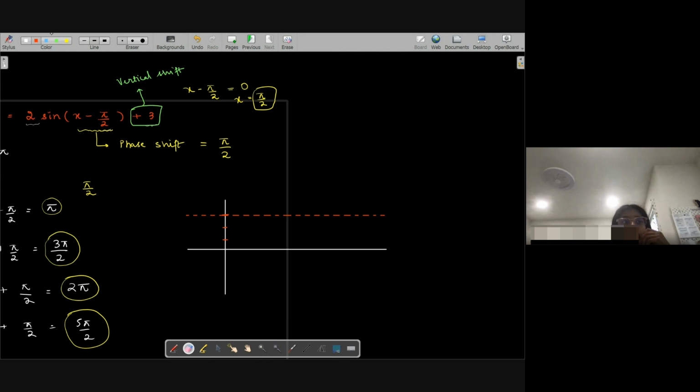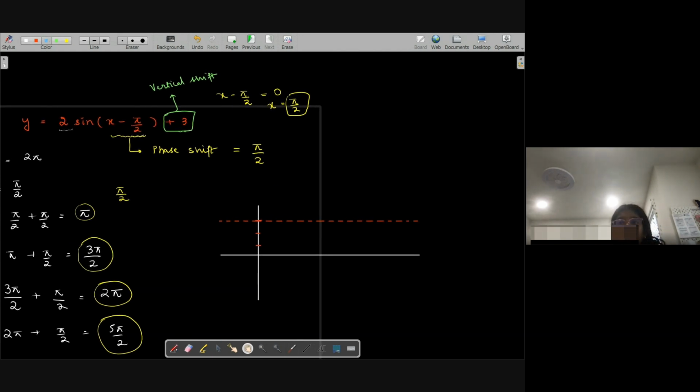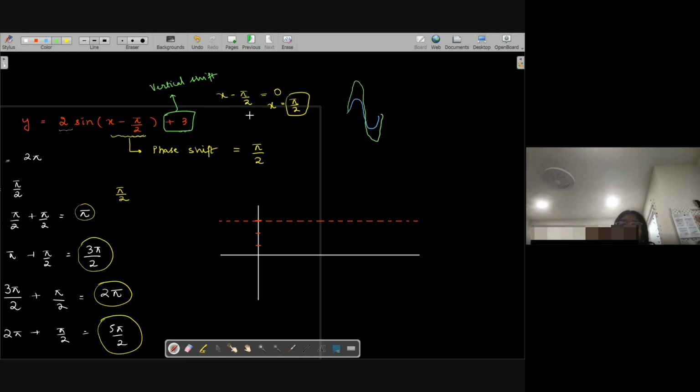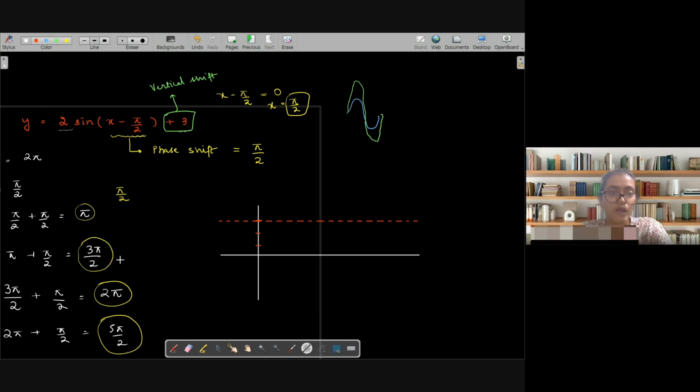Now, I have a question. What does the amplitude do then? Amplitude will change the height. So if usually sine is like this, because of 2, it will go like this. Oh, so on the midline it's going to go, okay. I was confused about that. Now we'll come to that, the amplitude.